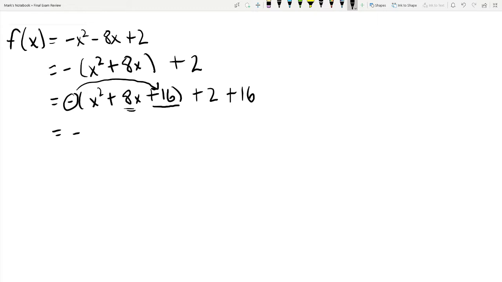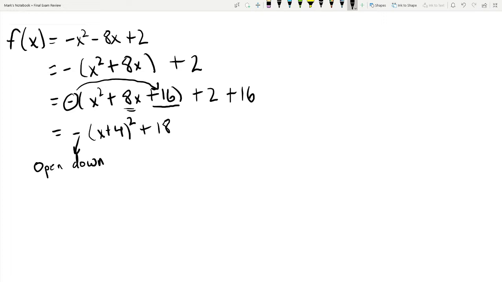So simplifying the equation from here, of course, this is x plus 4 squared. And then adding the 2 and the 16 together, we will get an 18. So our reduced equation is negative (x plus 4) squared plus 18. And from here, it's really easy to tell a few things. First of all, since we have this negative in front of the squared term, that's going to tell us that our parabola is going to open down. If it was positive, then our parabola would instead open up. So that's what the negative tells us.